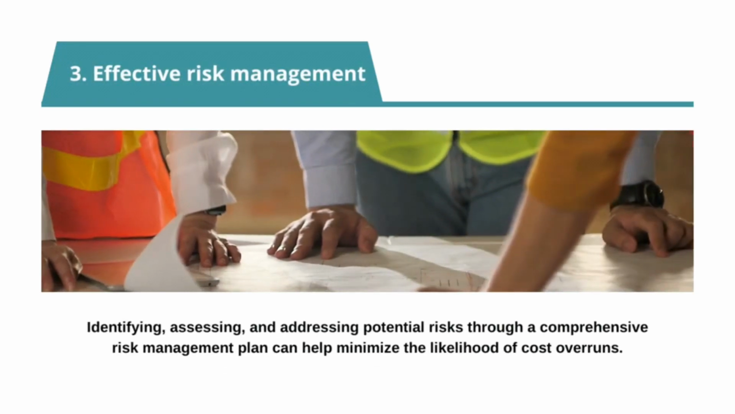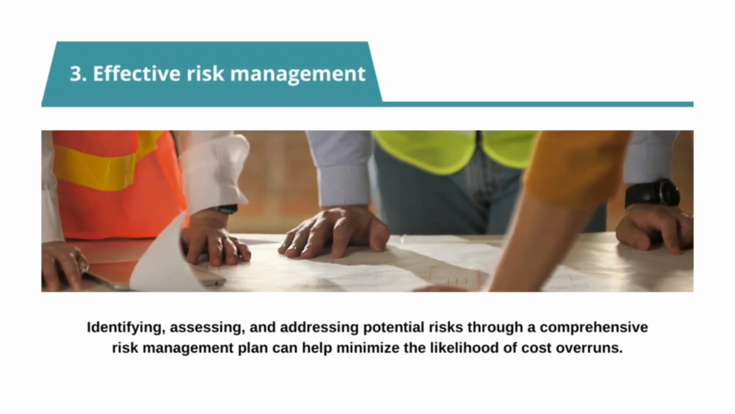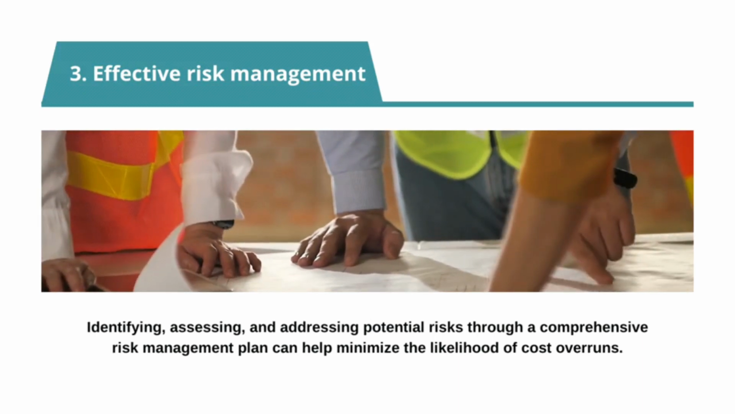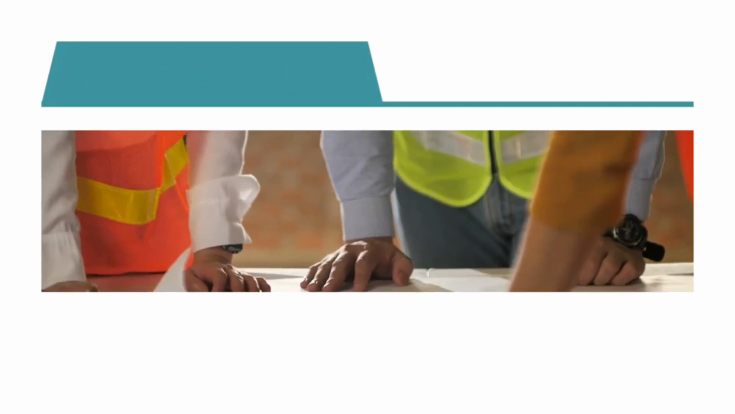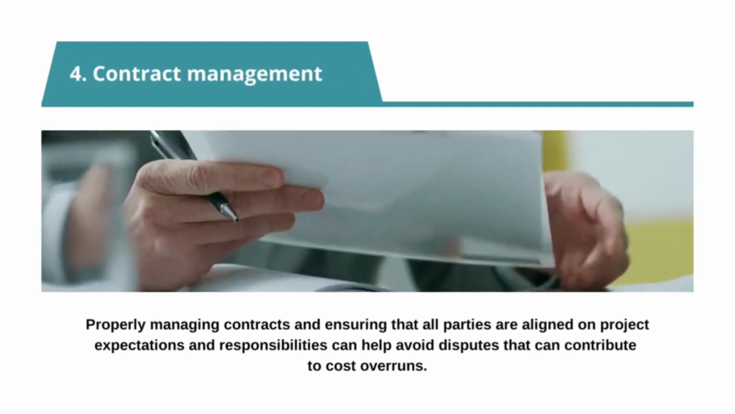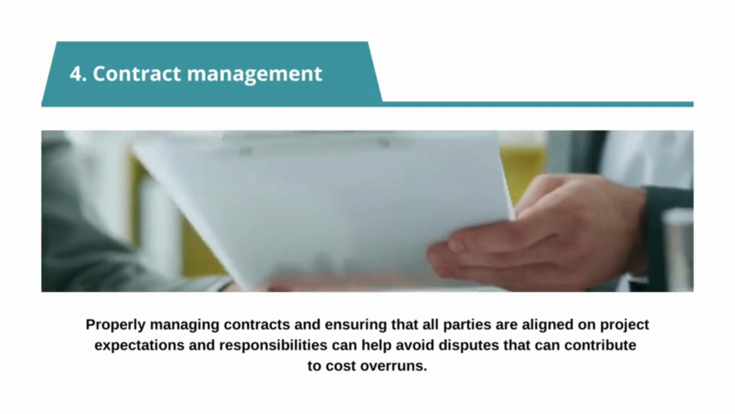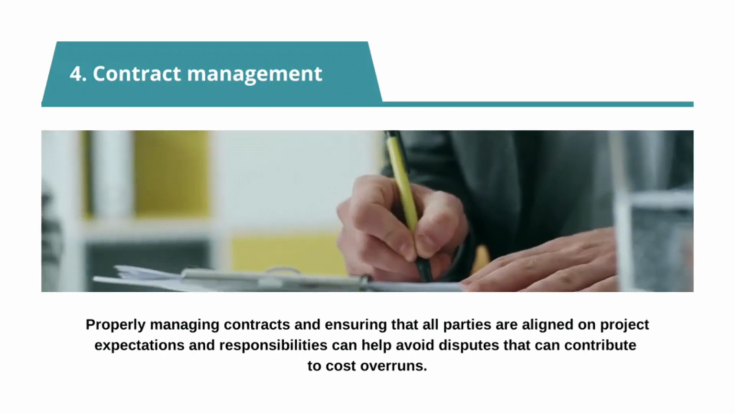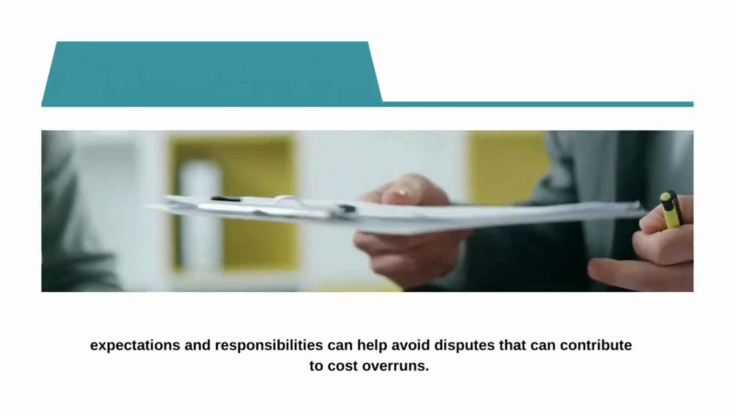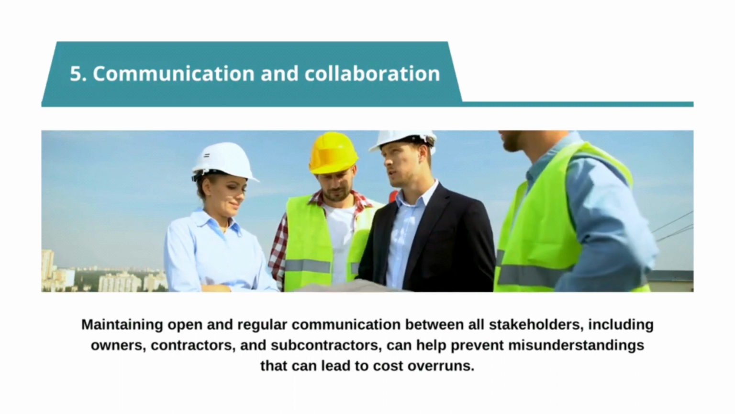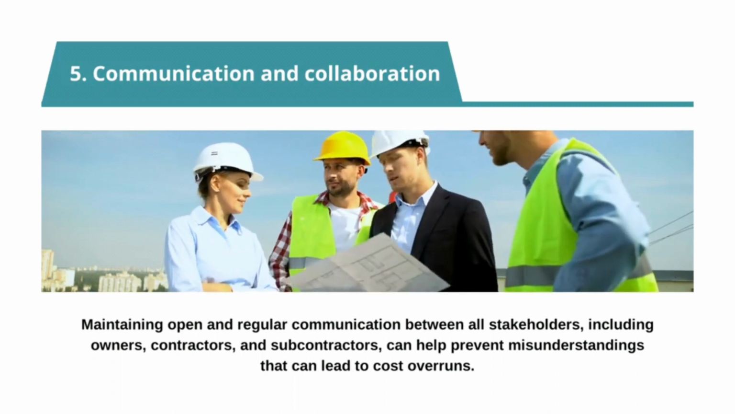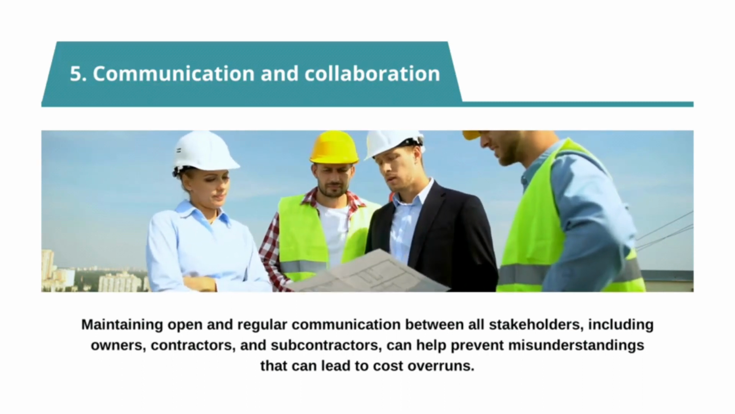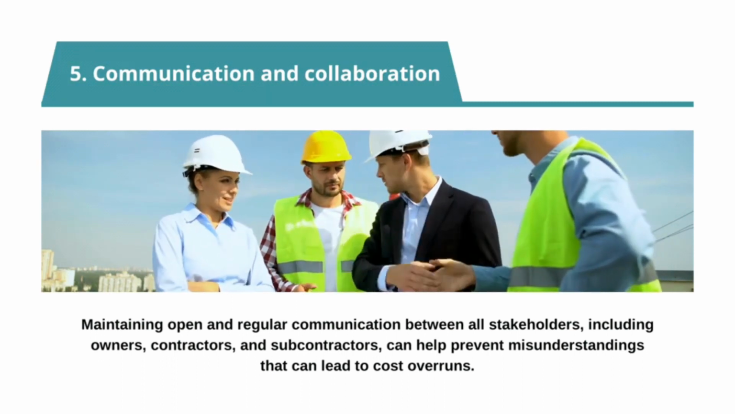3. Effective risk management. Identifying, assessing, and addressing potential risks through a comprehensive risk management plan can help minimize the likelihood of cost overruns. 4. Contract management. Properly managing contracts and ensuring that all parties are aligned on project expectations and responsibilities can help avoid disputes that can contribute to cost overruns. 5. Communication and collaboration. Maintaining open and regular communication between all stakeholders, including owners, contractors, and subcontractors, can help prevent misunderstandings that can lead to cost overruns.